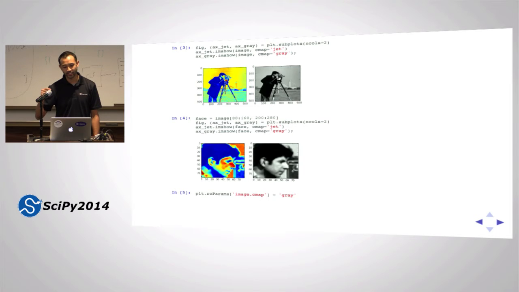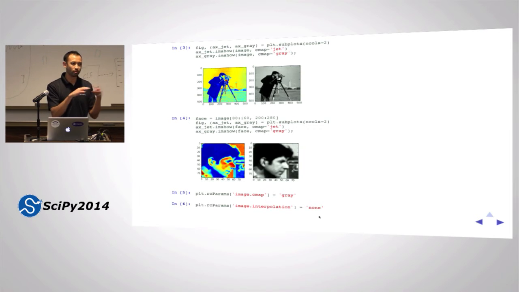So we're going to actually set the default color map to grayscale, and we're going to set interpolation equals to none. This just avoids issues with confusing pixel boundaries with non-pixel boundaries. So the default will smooth over pixel boundaries, but for the purpose of this tutorial, it's nice to actually know where they are.